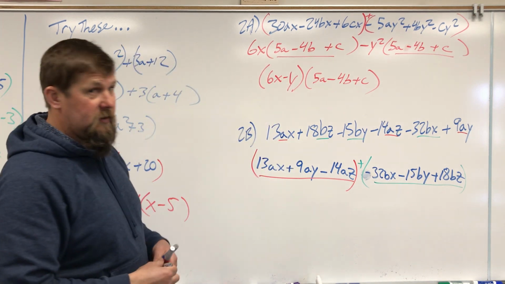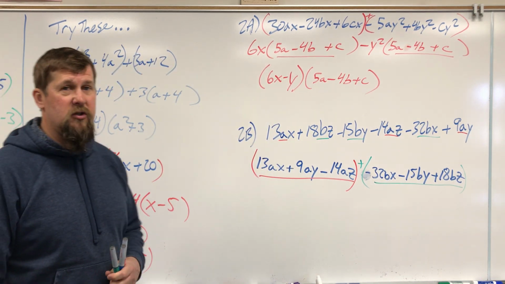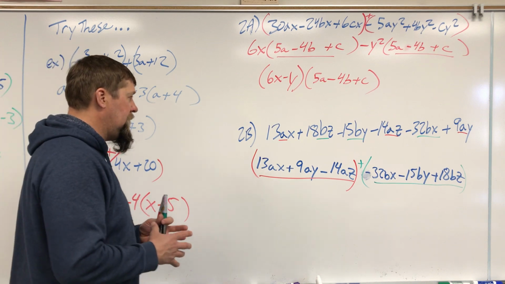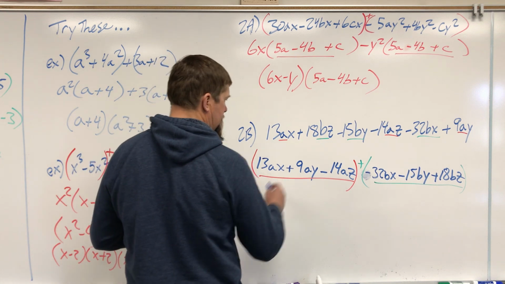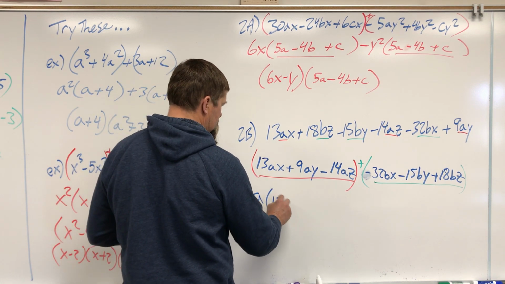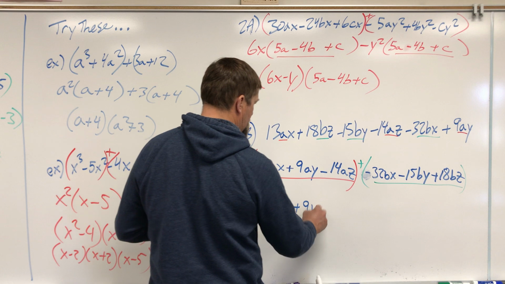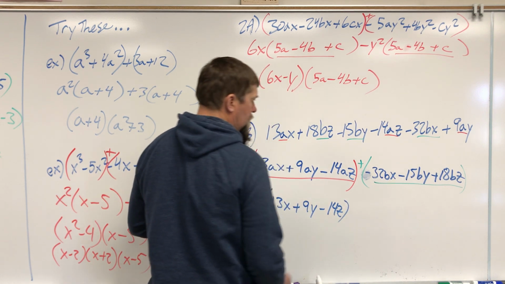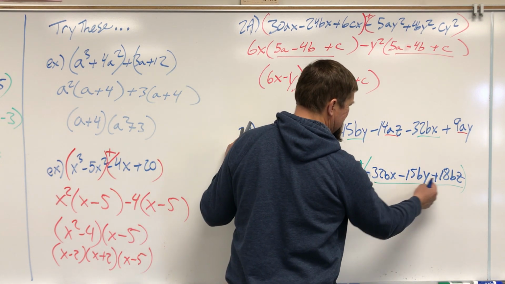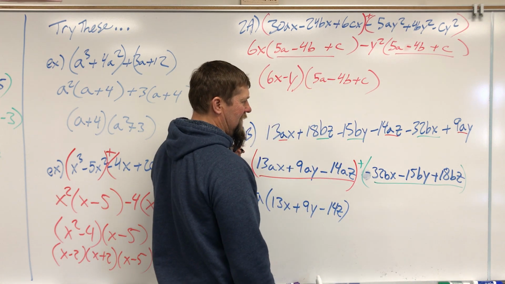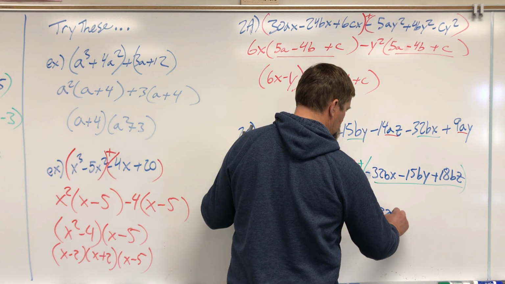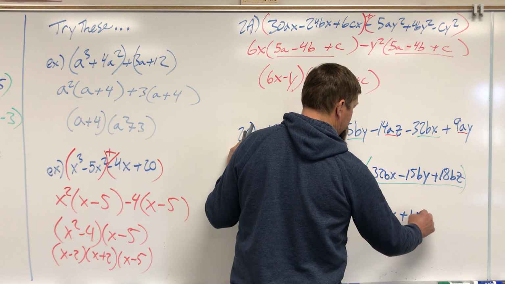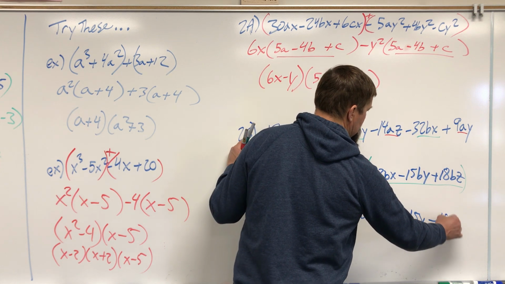Now I don't know if this is going to work, but the only way for me to try it is to group them appropriately into having common factors. This one I think I can only take out an a, which is 13x plus 9y minus 14z. This one I can't really take anything out. I could take out a negative, and negative b, maybe, gives me 32x plus 15y minus 18z.